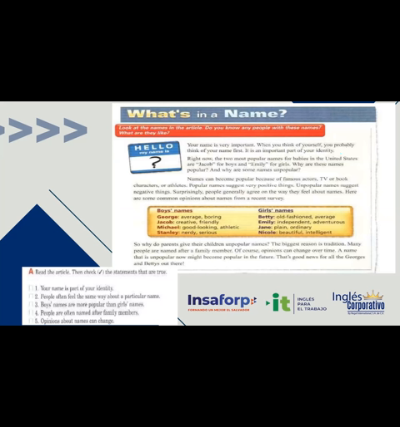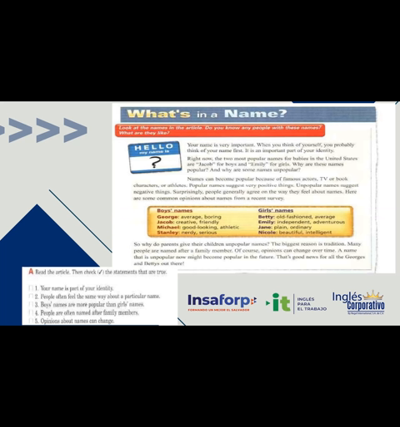It is an important part of your identity. Right now, the two most popular names for babies in the United States are Jacob for boys and Emily for girls. Why are these names popular? And why are some names unpopular? Names can become popular because of famous actors, TV or book characters or athletes. Popular names suggest very positive things. Unpopular names suggest negative things.